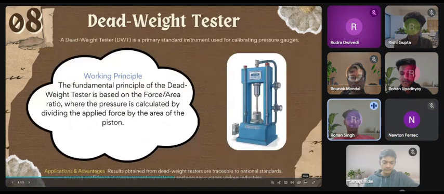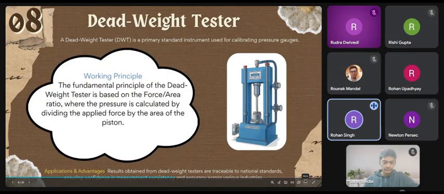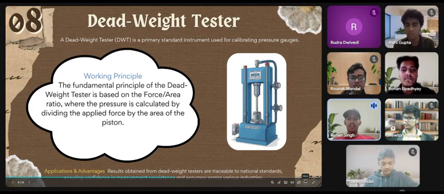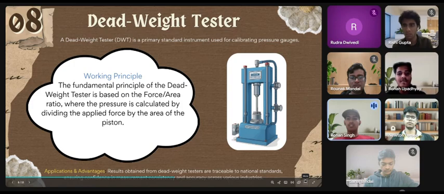Dead weight tester. A deadweight tester is used to check and calibrate pressure gauges. It works on the force divided by area principle. When we add known weights on a piston, they create known pressure. This gives very accurate readings, which are used as standard to test other instruments. It is one of the most trusted tools for maintaining pressure accuracy.